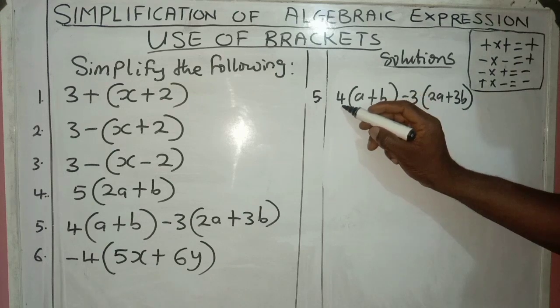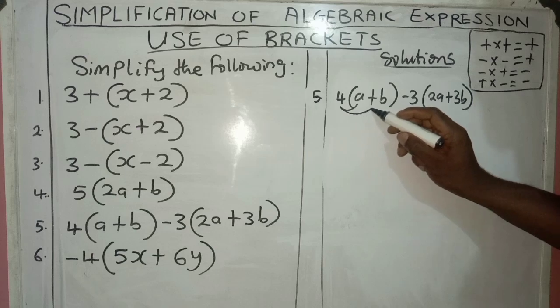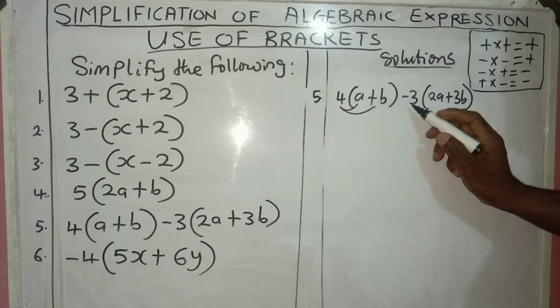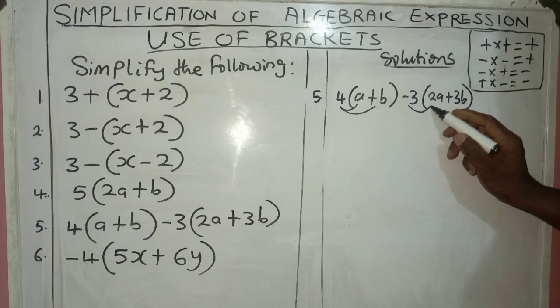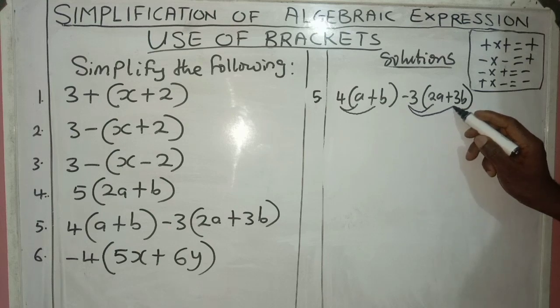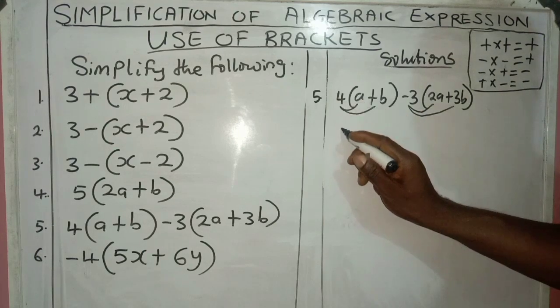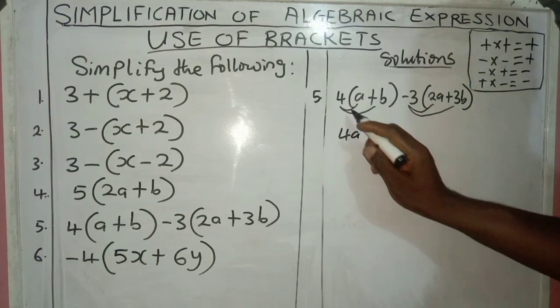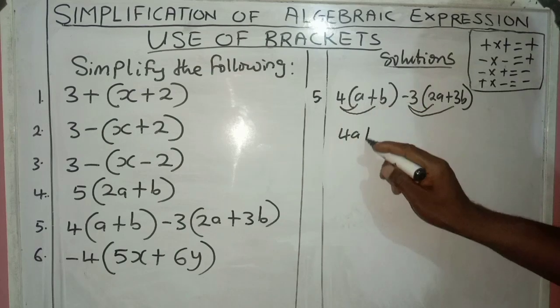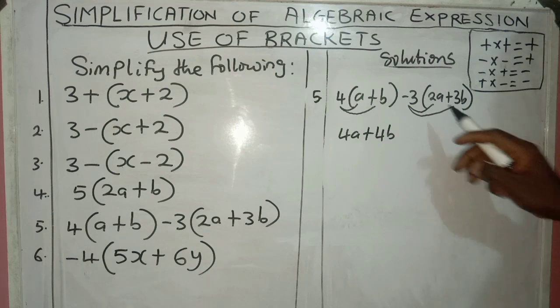So the way we do it, that will now be 4 multiplied by A. After that, 4 will multiply plus B. For this one, -3 will multiply 2A. After that, -3 will equally multiply plus 3B. So let's get started. 4 times A will give us 4A. Then 4 times plus B will give us plus 4B. We are done with the first bracket. So let's move to the second bracket.